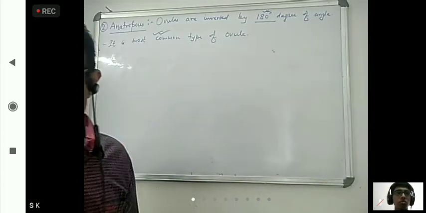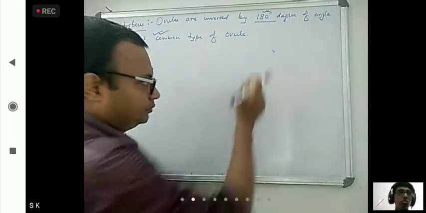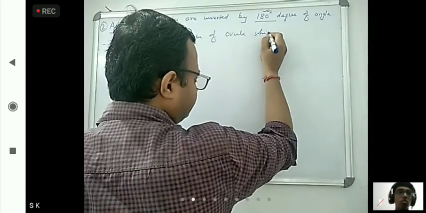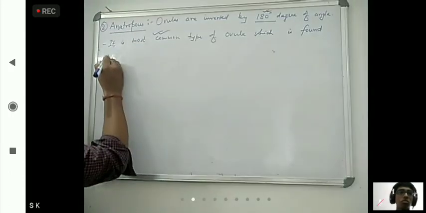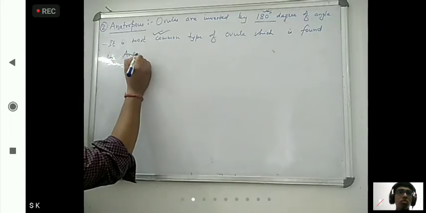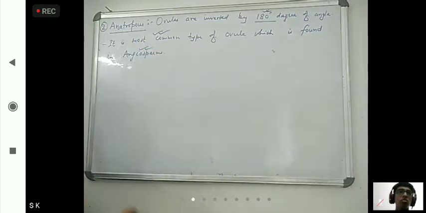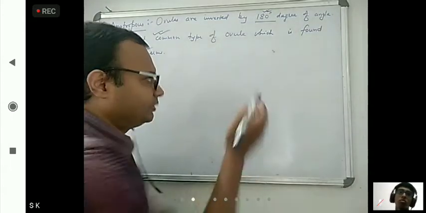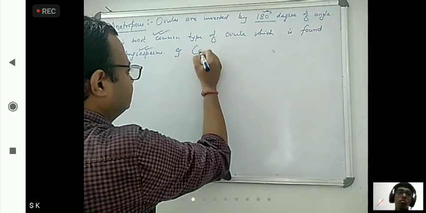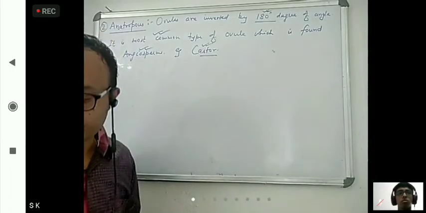Okay, it is most common type of ovule and found in where? Angiosperms, which is found in angiosperms. Okay, so most common type of ovule which is found in angiosperms. Okay, for example, what is that example? Just for example, castor. For example, castor. Okay, so this is anatropous.